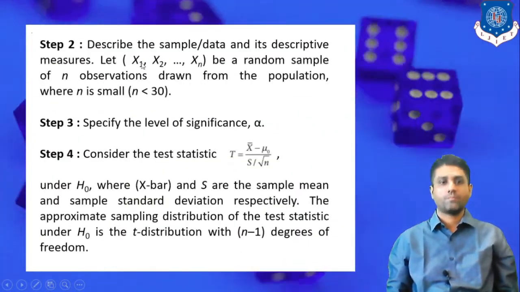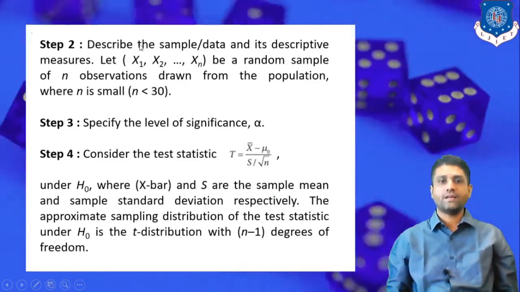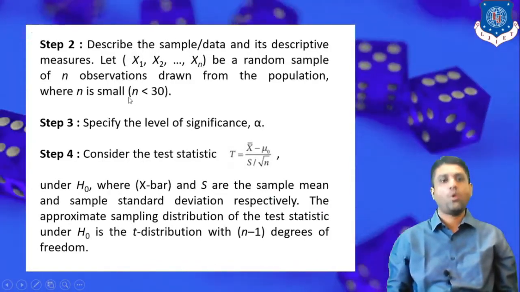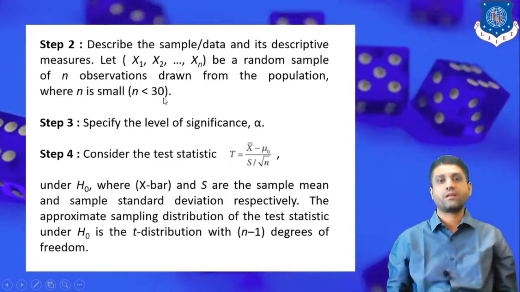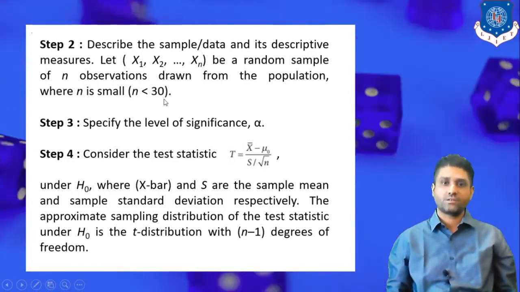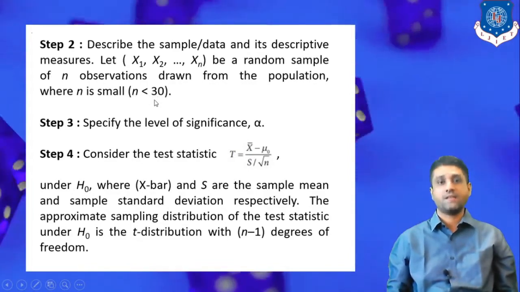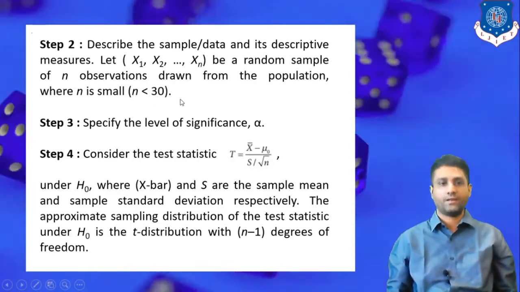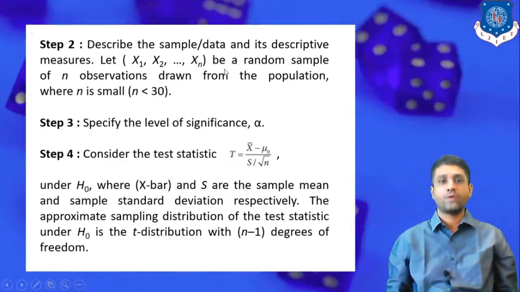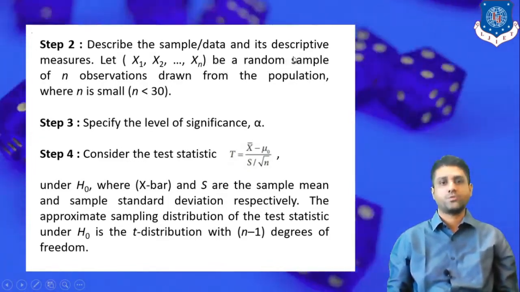Step number 2. Now remember this t-test is applicable for small sample, that is n less than 30, whereas z statistics, which we have already completed, is applicable for large sample, that is n is greater than or equal to 30. And these are our random samples x1, x2 up to xn. We have to take them randomly from the normal distributions.